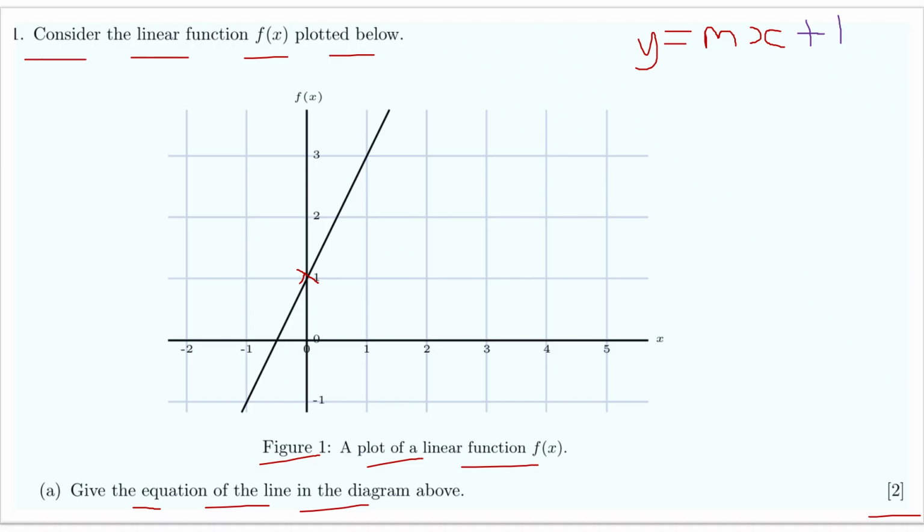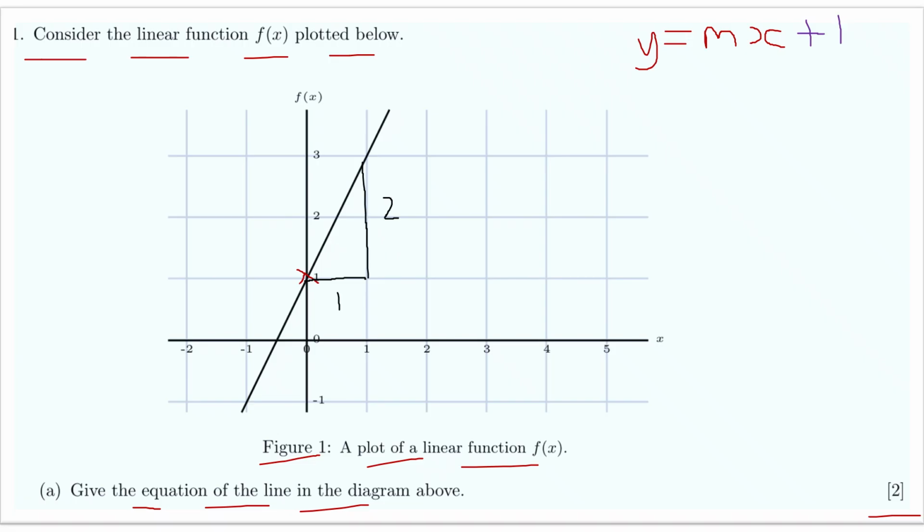So straight away my answer will be in the format y is equal to mx plus 1. Now to work out m. How do we work out m? Well, based on the drawing, this is the best way to do it. For every 1 square I go along, how many squares do I go up? I go up 2.